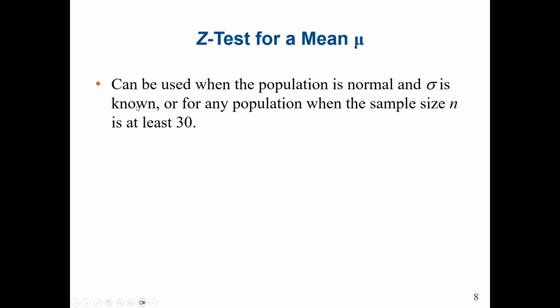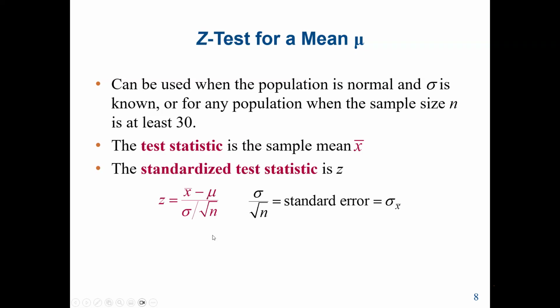Here also, with our data, we have to be careful whether it's a small sample or large sample. A large sample means it's equal or greater than 30, when the sample size n is at least 30. So here we say it can be used when the population is normal and the standard deviation is known, or for any population when the sample size n is at least 30. So that's for large.